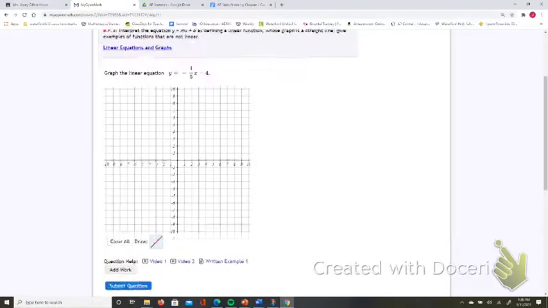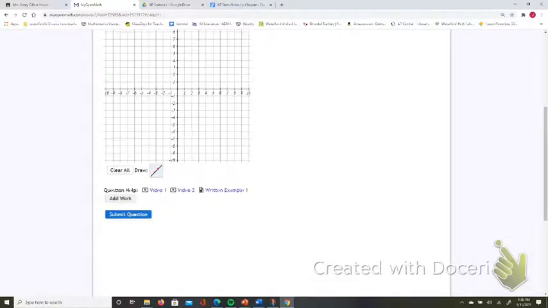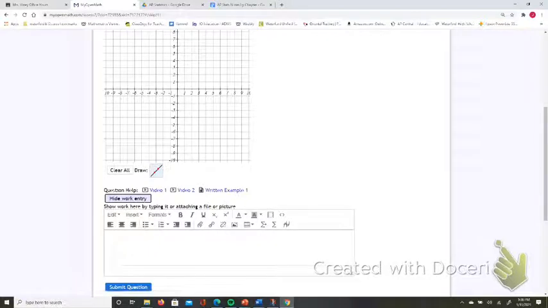Okay, number 11, this is what we did last week. So I'm going to click over here to add work, and I'm going to type y = mx + b, space, space, space, m = slope, space, space, space, b = y-intercept. Okay, pause the video and type those into your My Open Math.